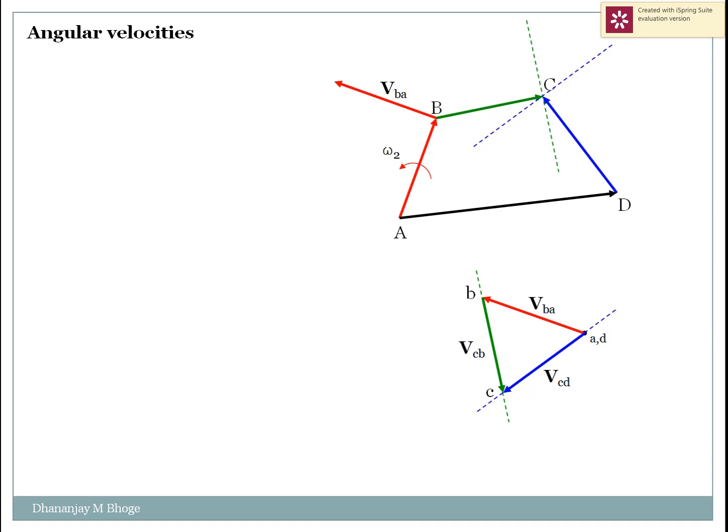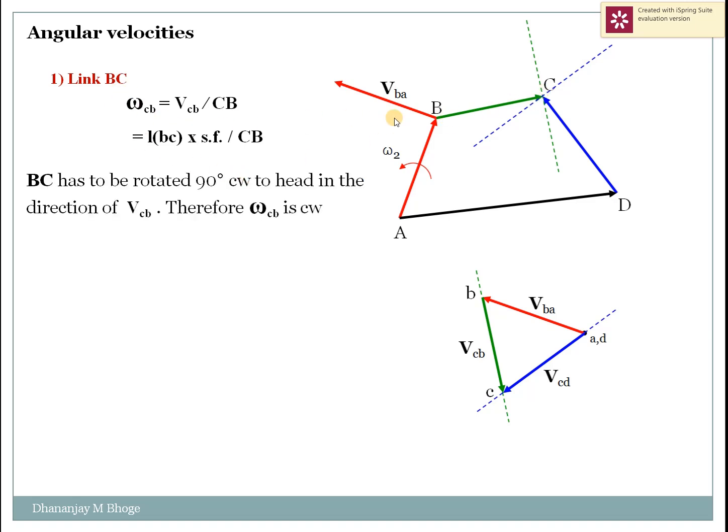Now from this velocity polygon, we will determine the angular velocities of links BC and CD. So consider link BC. The angular velocity of link CB is equal to VCB upon the radius of rotation CB. Now the magnitude of this vector VCB is nothing but the length of the vector representing VCB. So the length of vector BC will give the magnitude of VCB. So we'll measure the length of vector BC, multiply it by the scale factor with which we have drawn this velocity polygon, and divide it by the radius of rotation or length of link BC to get the magnitude of the angular velocity of link BC.